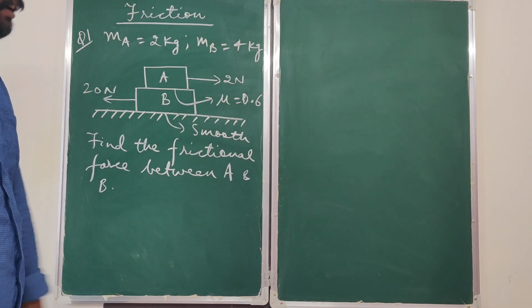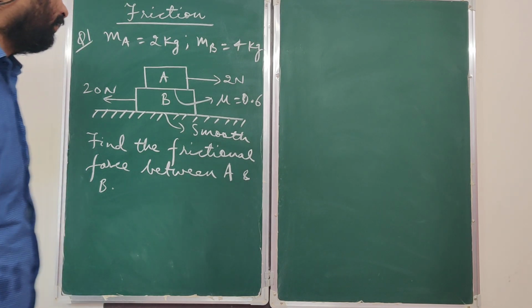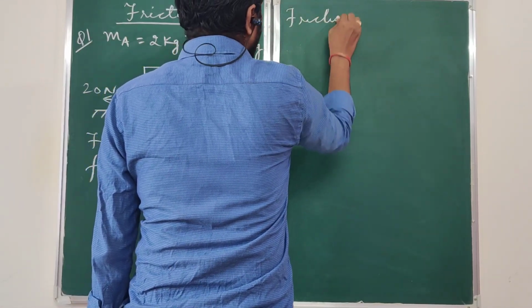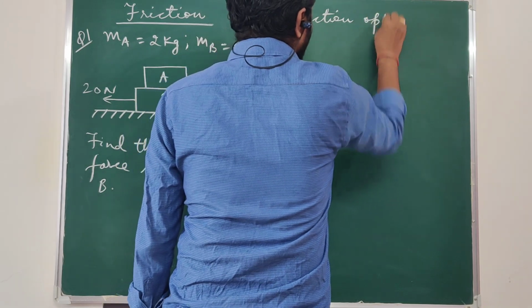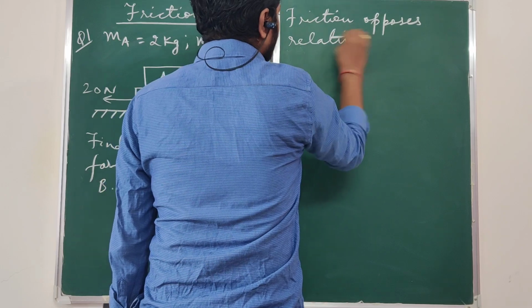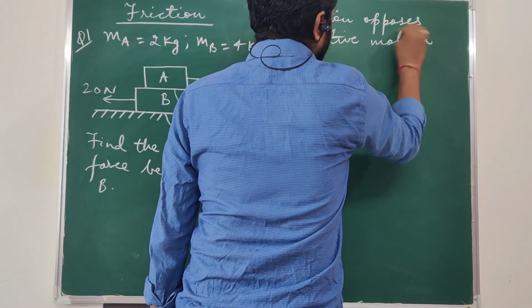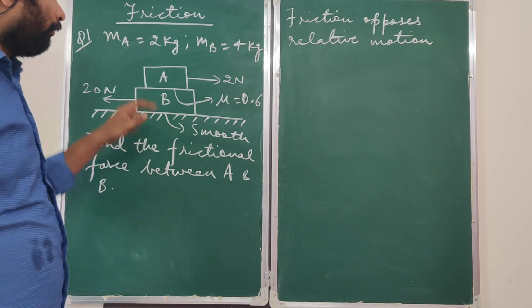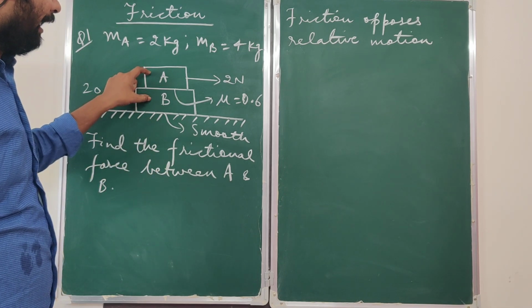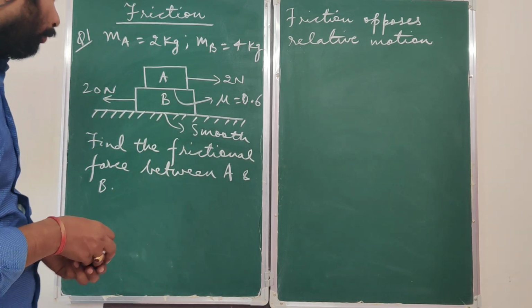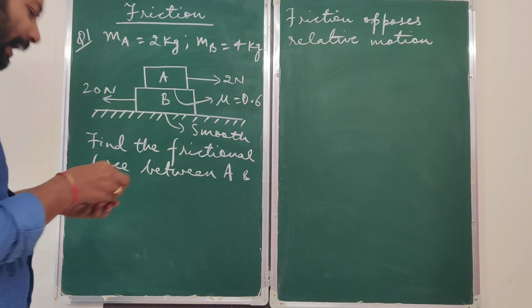So what does friction do? Friction opposes relative motion. So this is the concept we'll be making use of to solve this question. If it opposes relative motion, that means as far as possible the friction will try that these two blocks should move with the same acceleration. So let us say both the blocks move with same or common acceleration.